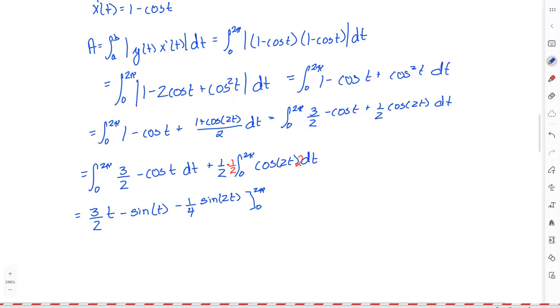Oh, let me correct something. That middle term was a -2 cosine of t, and it looks like I dropped my -2. So I'm going to go in and fix that. So we're really integrating 3/2 minus 2 cosine of t plus 1/2 cosine of 2t.